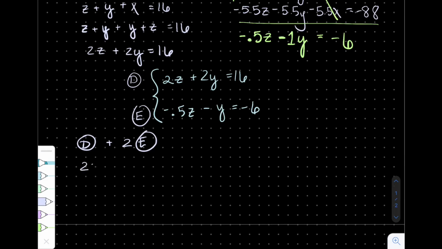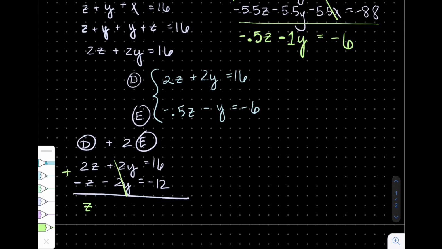So I'm going to take equation D, 2z plus 2y equals 16. And then equation E, I'm going to multiply it by 2. 2 times negative 0.5 is just negative 1. So negative z minus 2y equals negative 12. And then I'll just add straight down. 2z plus negative z is z. These two will cancel, and then we'll get z equals 4. And then once we know that z equals 4, we can waterfall to find all of the other variables.